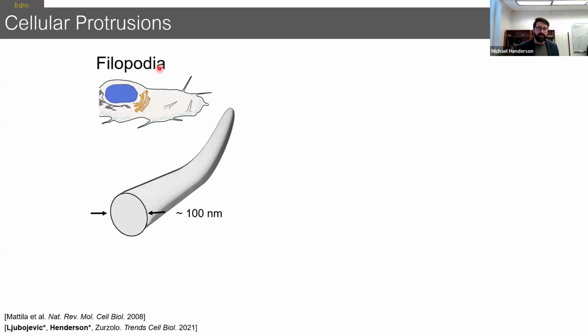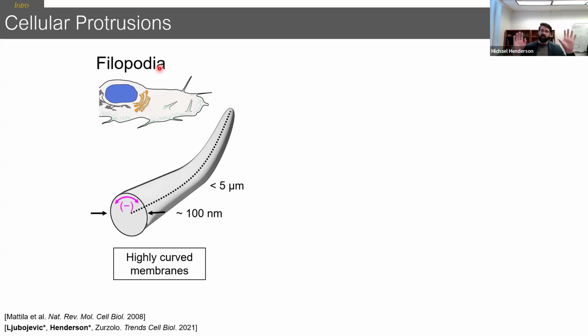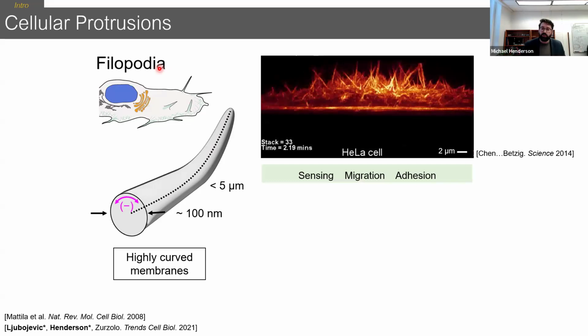And their dimensions are such that they're actually highly curved structures, and that's dependent upon their width, which tends to range around 100 nanometers, but their length is an order of magnitude bigger, so they typically are around 5 microns long. So if you were a protein situated inside these cellular protrusions, you would see them as a highly curved negative structure, is what we would call in the field. And these structures have really cool dynamics.